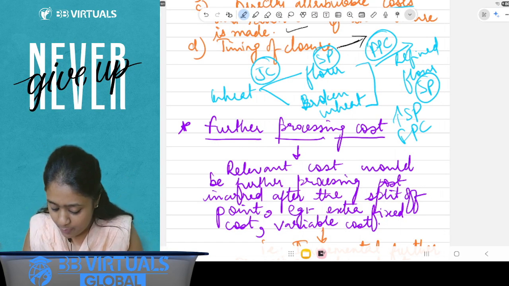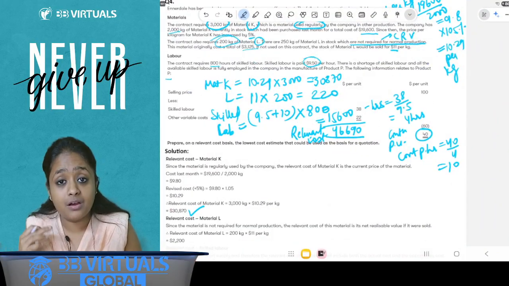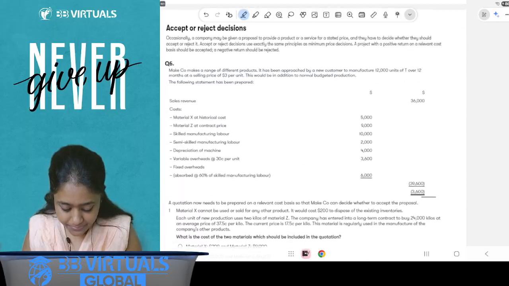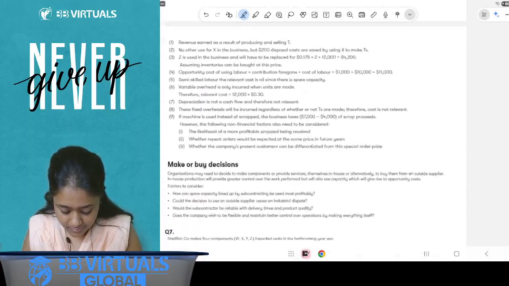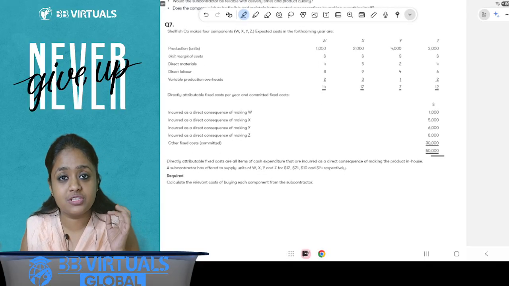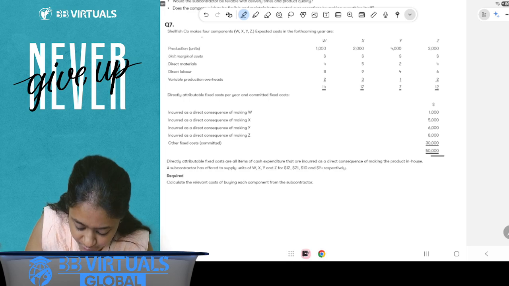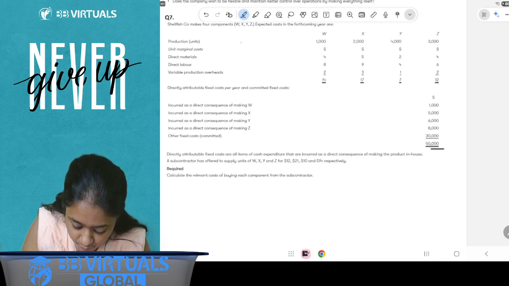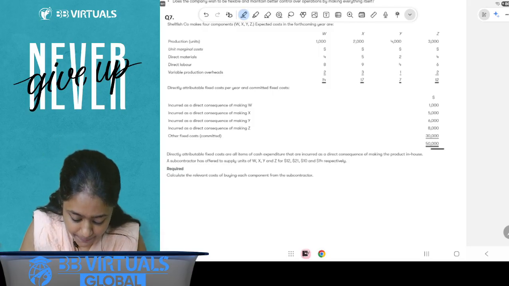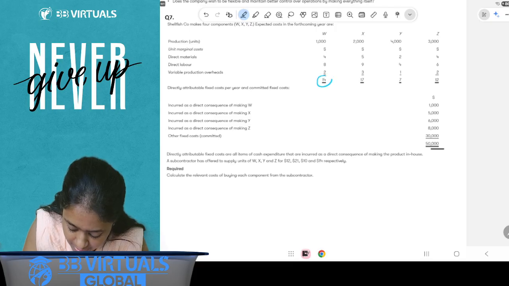Let's quickly take up a question on the make or buy decision. So let's take a question, guys. Now here we have a question of Shellfish. Focus on my screen. Shellfish makes 4 components, W, X, Y, Z. The expected costs in the forthcoming year are given to you here: total variable cost of manufacturing.